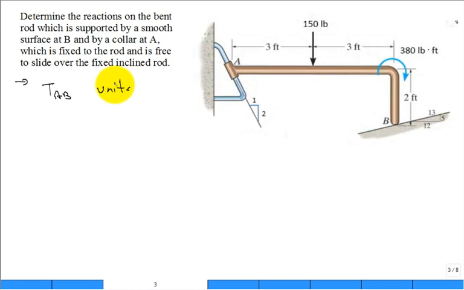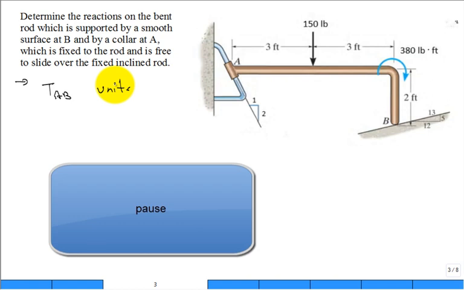Okay, so I'm going to pause. You need to do that. You need to know, what am I looking for? What symbols am I going to use to describe the unknowns that I'm solving for? What are the anticipated units of those? And what's my free body diagram for this problem? What's the appropriate free body diagram for this problem?